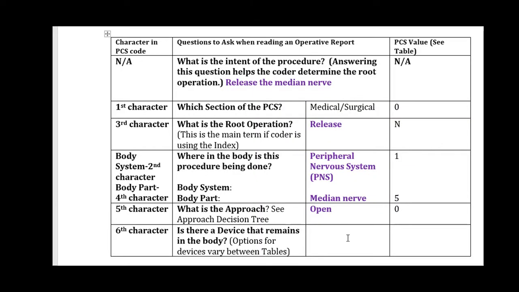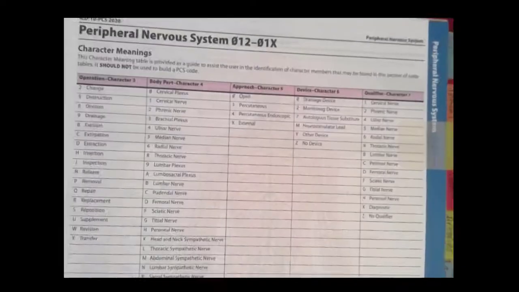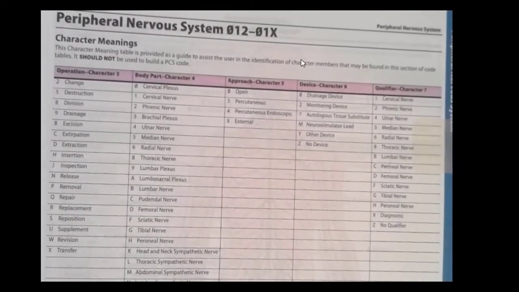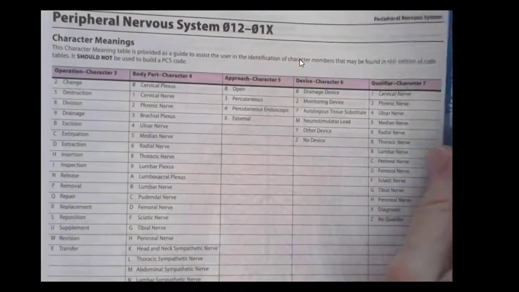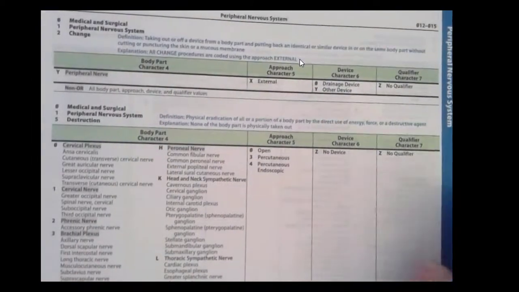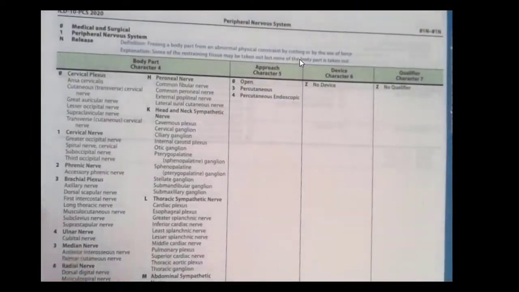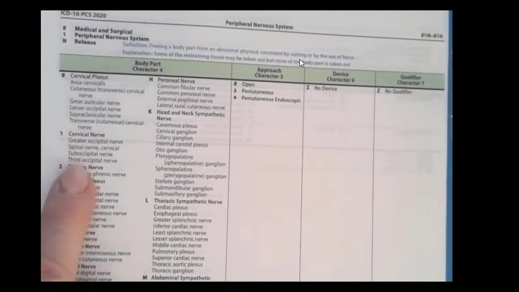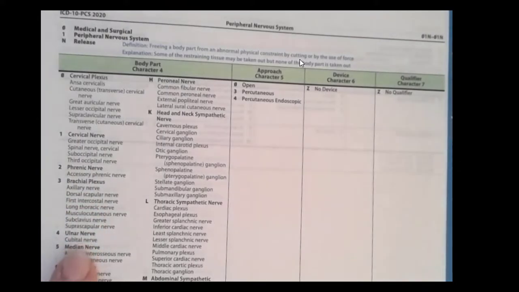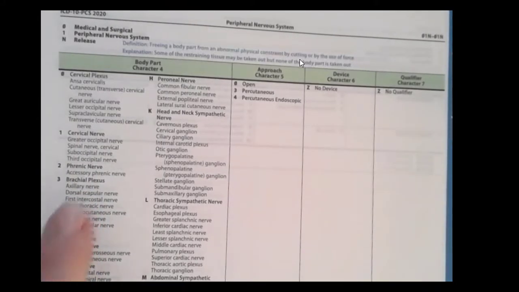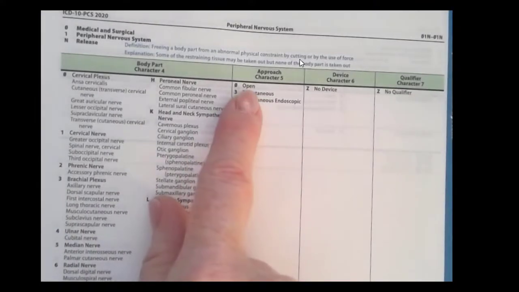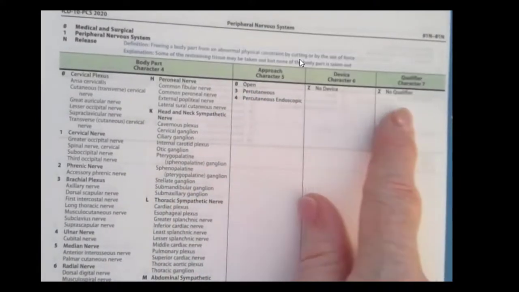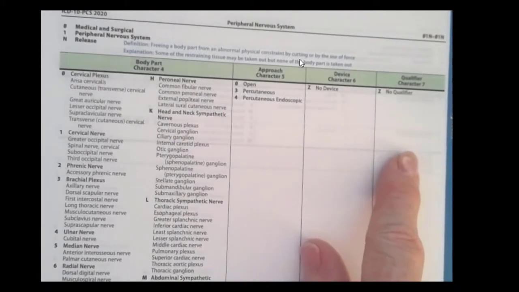Now, is there a device? Is there a qualifier? The only way to answer that is to look at that table. So which table are we looking at? The table we're looking at is the first 3 characters, which we already determined is 0, 1, N. So we go into our codebook and we go to our 0, 1, N table. We've determined the median nerve is our body part, that's 5, and it's an open approach. And you see there are no options but Z for the device and the qualifier.